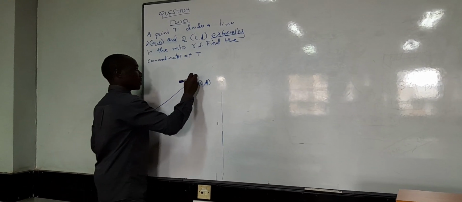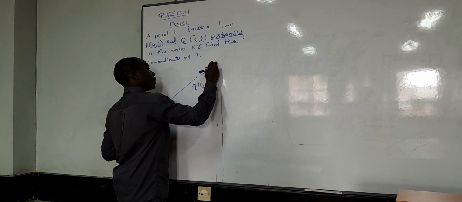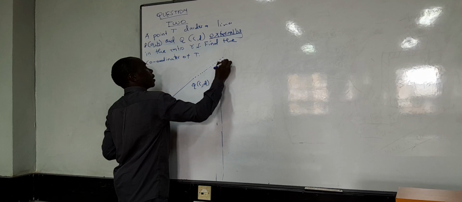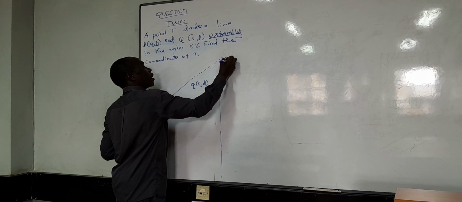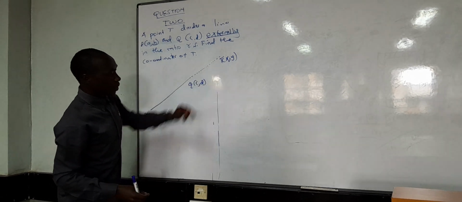So you extend it. What other people would rather say is you extrapolate, but you extend it to another point T. The point T you can mark as (X, Y). That's the coordinate of point T.